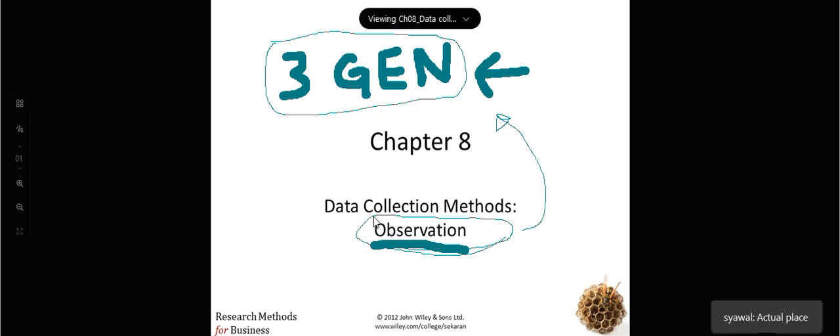Just kita nak share dengan rakan-rakan kita. Okay, actual place for R&D. Syawal say actual place, for R&D. Lagi ada tak? Yang common sense, mengapa kita perlukan melihat barang, mengapa kita perlu pergi ke tempat tersebut dan mengapa kita perlu melihat suasana yang berlaku di tempat tersebut.